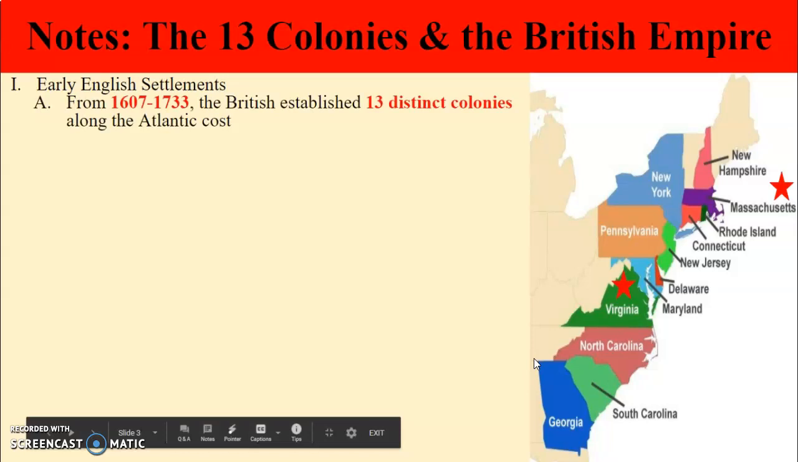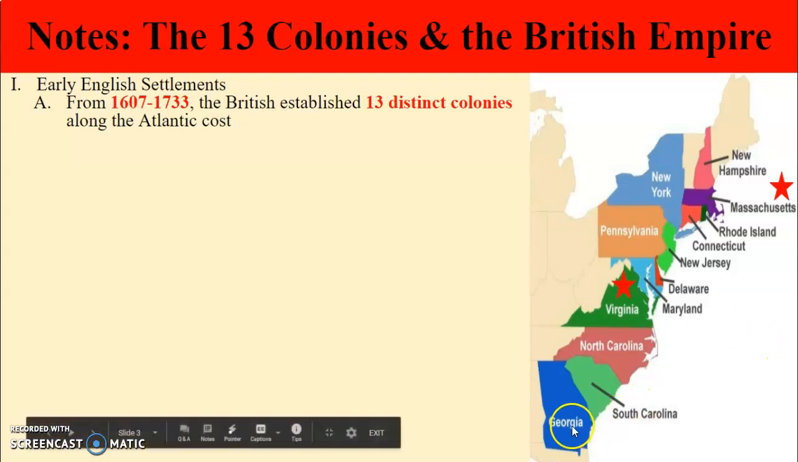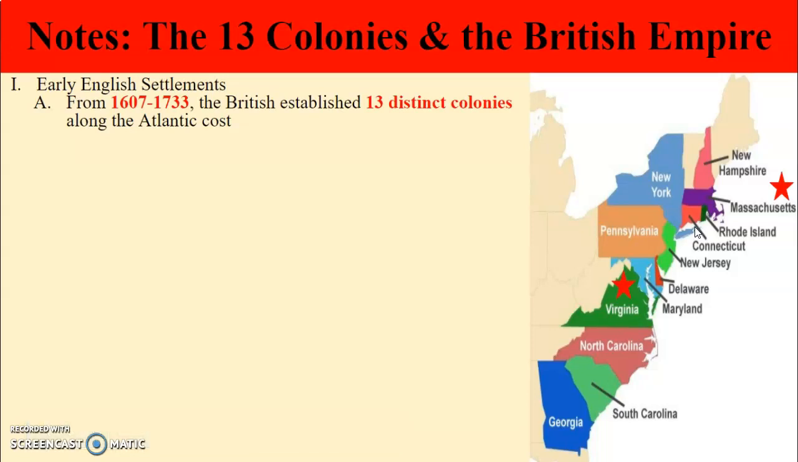So from 1607 to 1733, the British established 13 distinct colonies along the Atlantic coast. So along the Atlantic Ocean, there were 13 British colonies that came and established themselves here and succeeded. They're all very different. They all started for different reasons, and we're going to learn about those reasons briefly today.